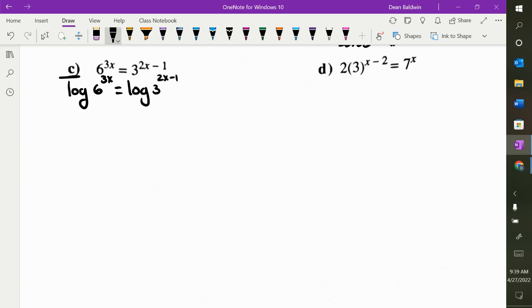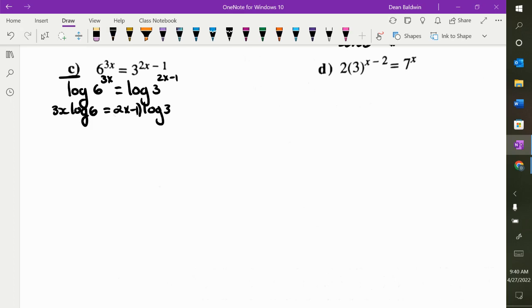Now what? Bring the exponents down. Drop the exponents in front. 3x log 6 is equal to, okay, this is where things change. When you drop the 2x minus 1 down, it is being multiplied by log 3. So you must bracket it.